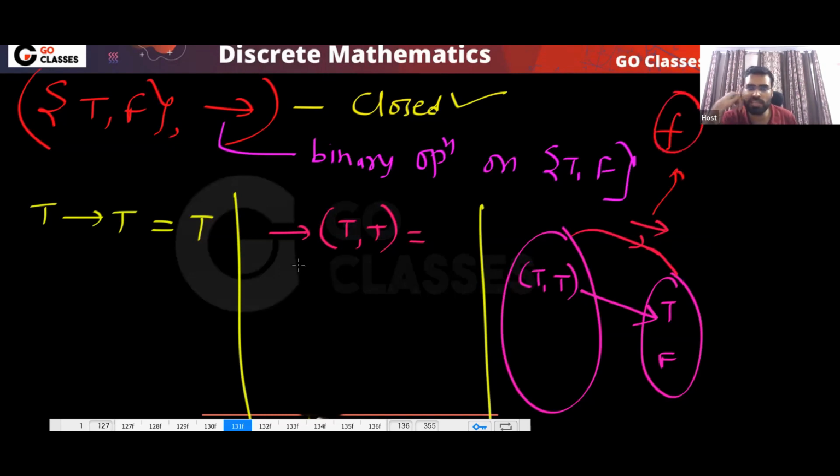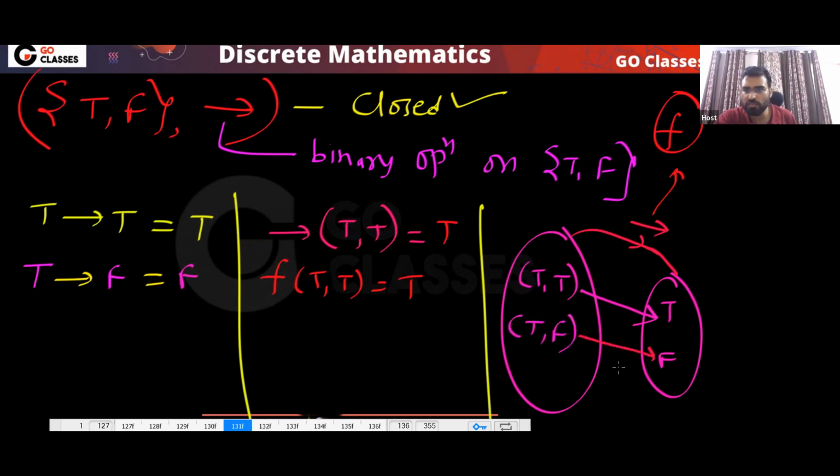This implication you can think as f. So what is f of t comma t? That is basically t. That's the idea. So all these three things are same. For example, if you take these two elements, true comma false, then what is this? This is false. What it means? It means that for this element, the mapping is false.